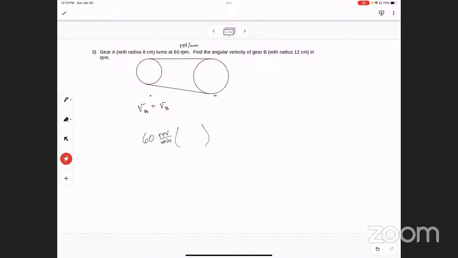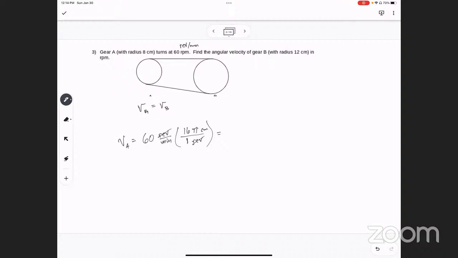Does that make sense? So 1 revolution, I'm putting that in the bottom so that they cancel out, is how many centimeters? And that's what you're doing right now. The circumference is what? I think you just said 16 pi. Good. So 16 pi centimeters, right? So now I have centimeters per minute. So this is my linear velocity.